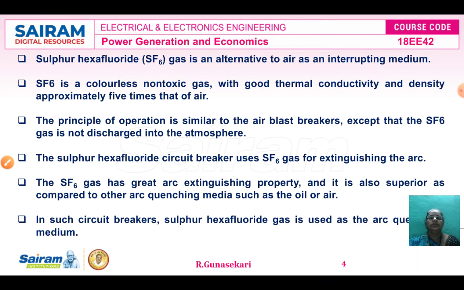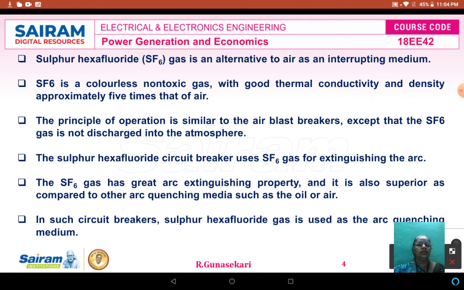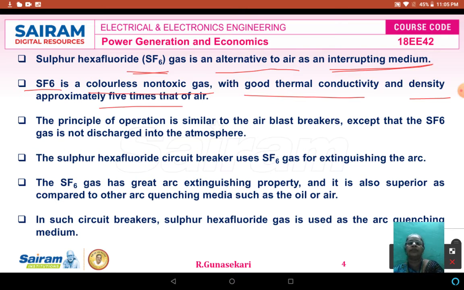Now you see these are the important technical points of the SF6 circuit breakers. The sulfur hexafluoride SF6 gas is an alternative to air as the interrupting medium. The SF6 can be used as an interrupting medium in the SF6 circuit breaker. The SF6 gas is a colorless, non-toxic gas. It has good thermal conductivity. It has good density, that is 5 times the density of air.